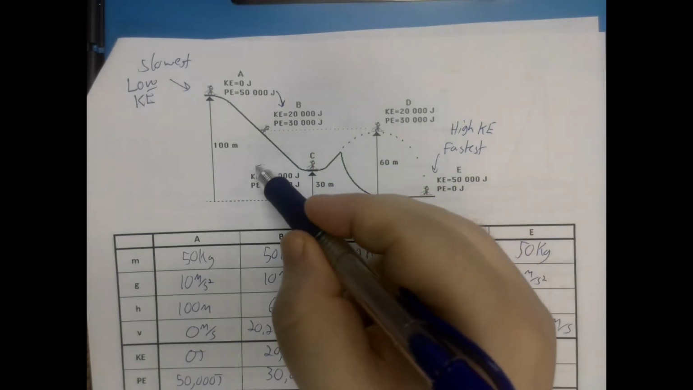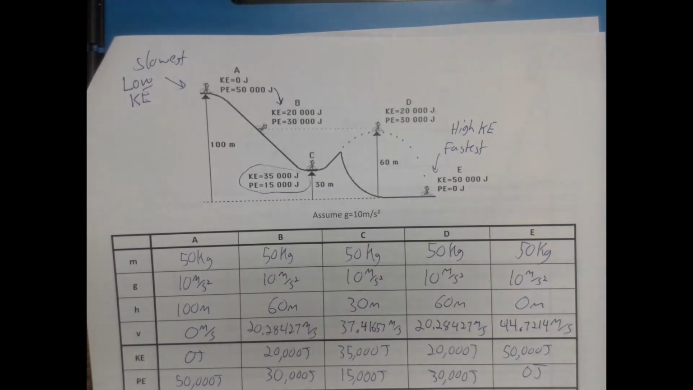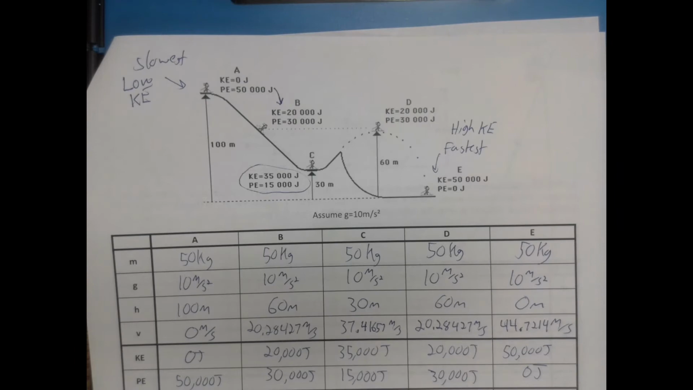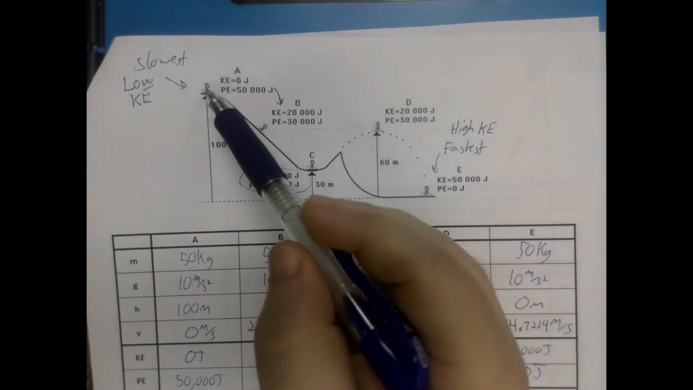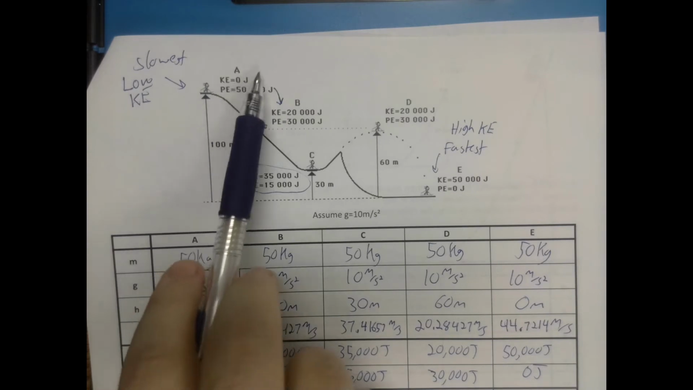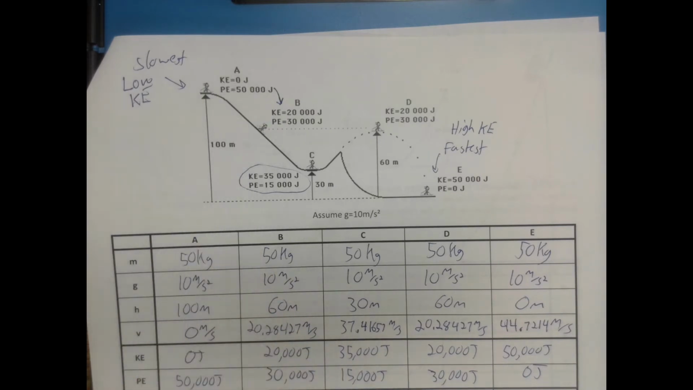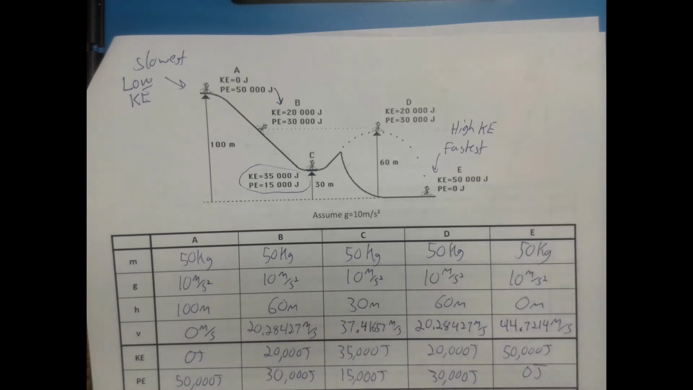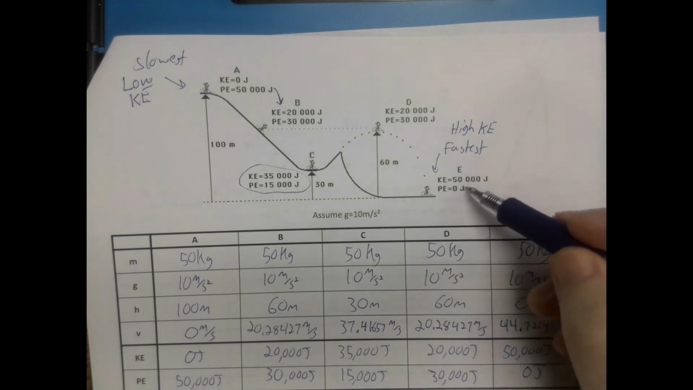So the sum of these two is constant. We're just converting between potential and kinetic energy. So compare the first one and the last one. The first one we had no kinetic energy but 50,000 joules of potential. At the bottom, all the potential energy is converted into kinetic. This is the fastest speed you can reach.